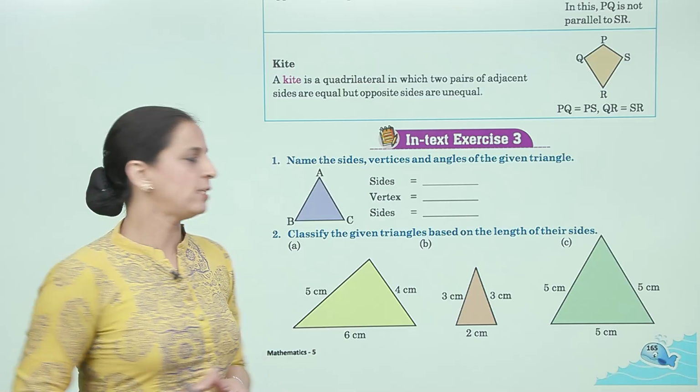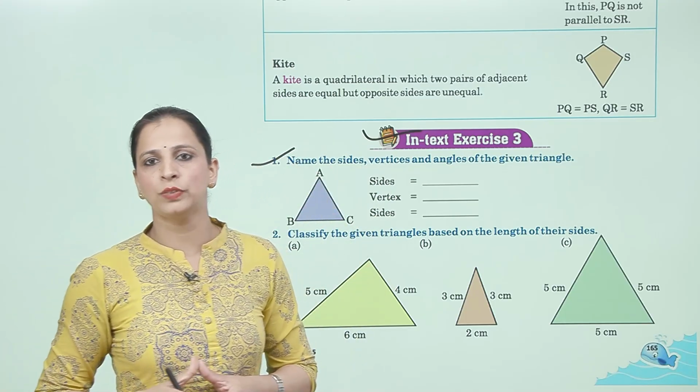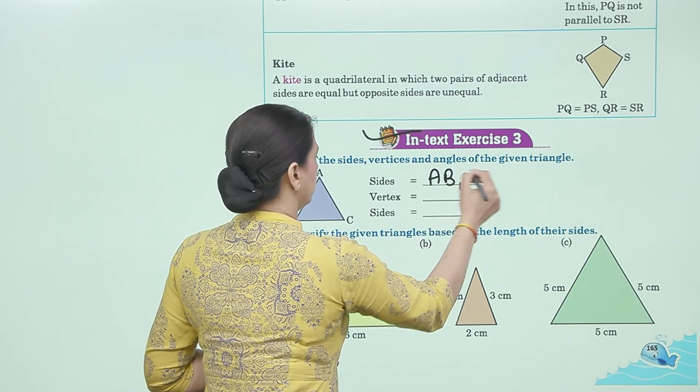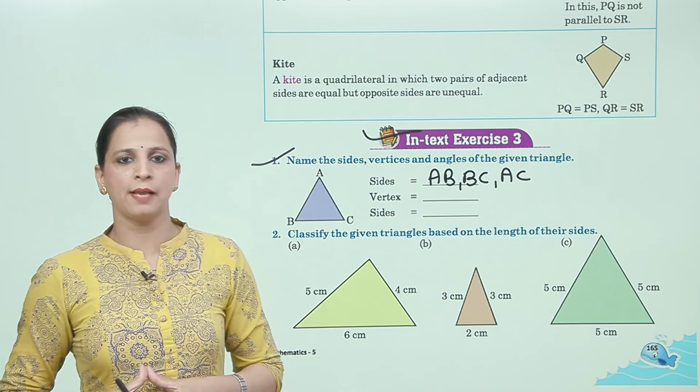Now in text exercise 3, question number 1, name the sides, vertices and angles of the given triangle. Now sides are AB, BC and AC. तो बच्चों सेम मेथड को यूज करते हुए वर्टेक्स और साइड्स आप बताएंगे.